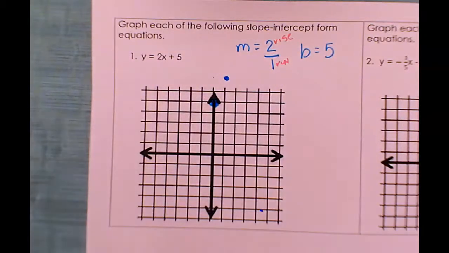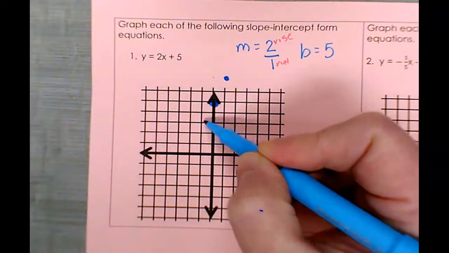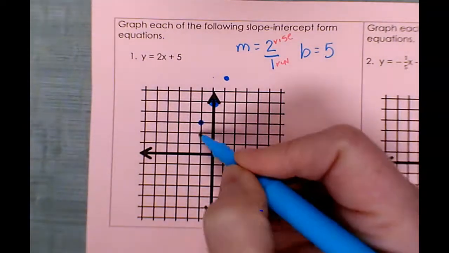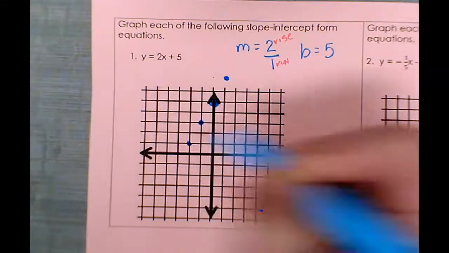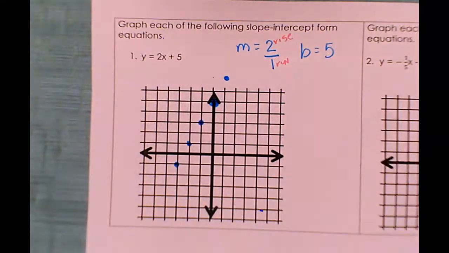But that went off of my graph. You can also get a positive slope by going down 2 and left 1. Down 2 and left 1.